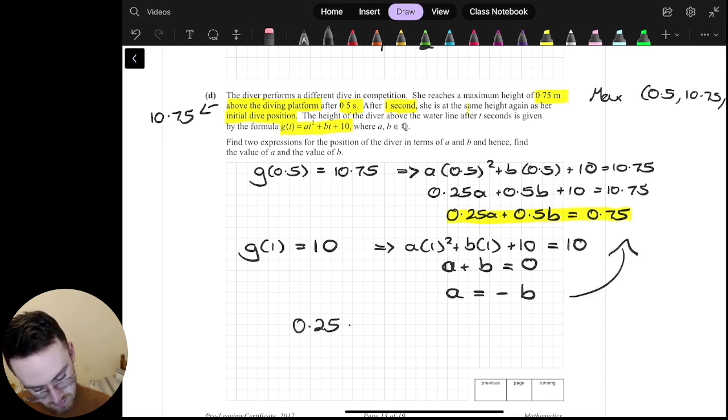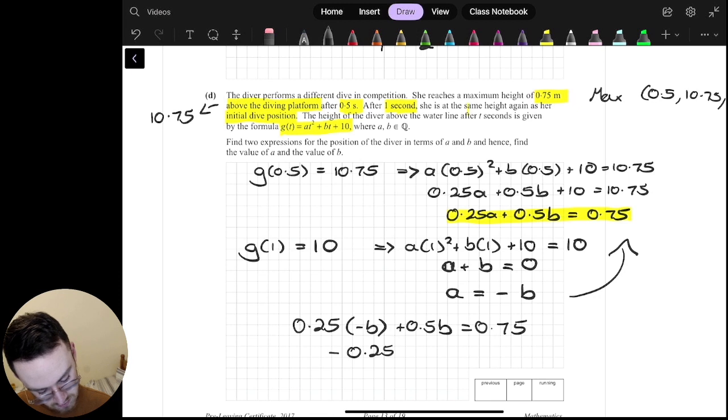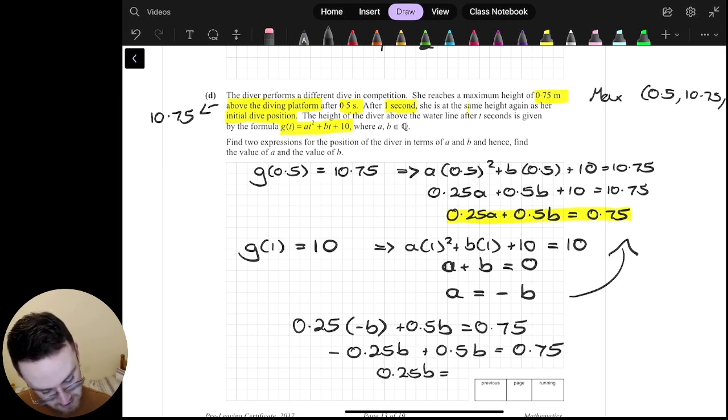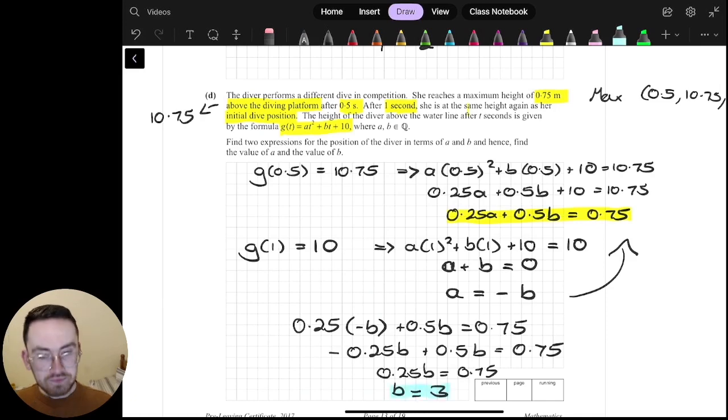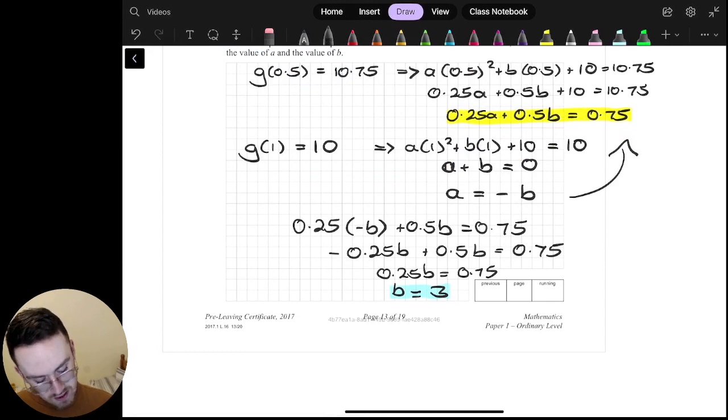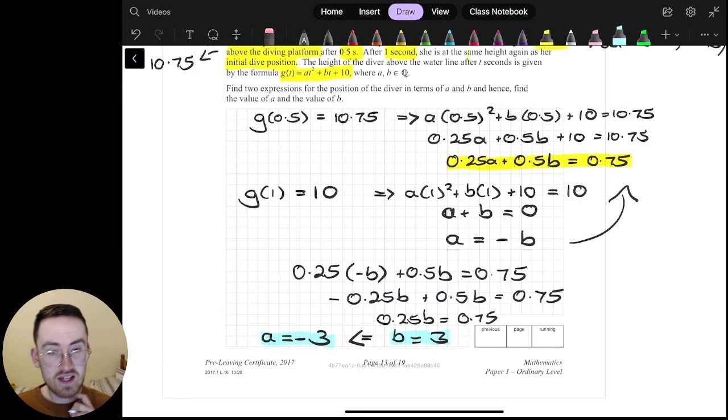So 0.25a, let me see, instead of a I'll say minus b, plus 0.5b is equal to 0.75. We have minus 0.25b plus 0.5b is equal to 0.75. We get 0.25b is equal to 0.75 and b is equal to 3. So we know what b is, and that implies that a is equal to minus 3. We were asked to find the value of a and the value of b, and that's what we've done there. a is minus 3 and b is 3.